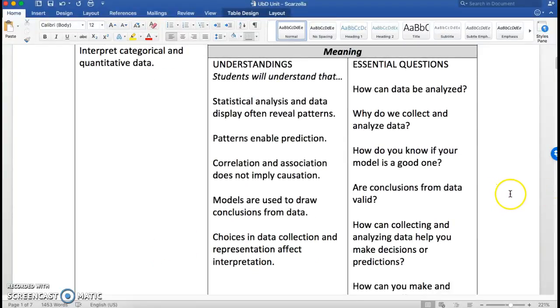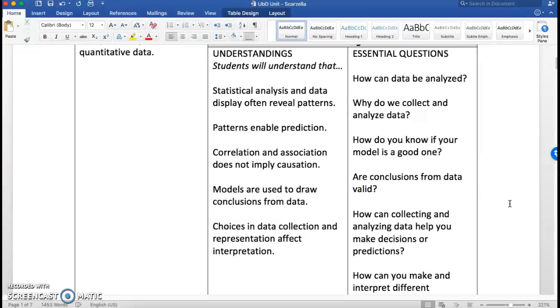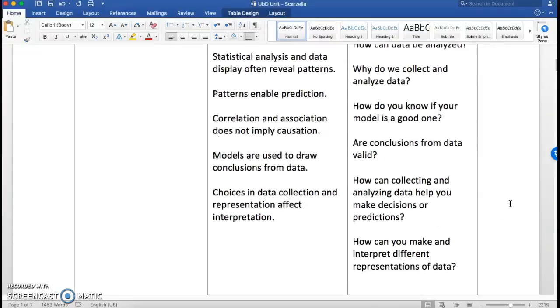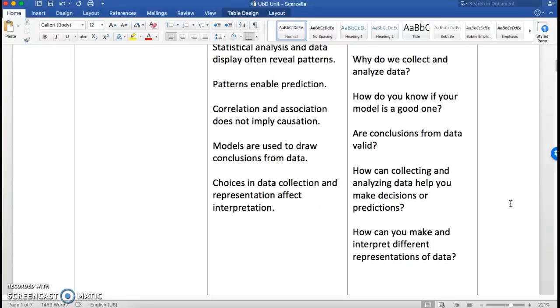The essential questions will be: How can data be analyzed? Why do we collect and analyze data? How do you know if your model is a good one? Are conclusions from data valid? How can collecting and analyzing data help you make decisions or predictions? And how do you make and interpret different representations of data?